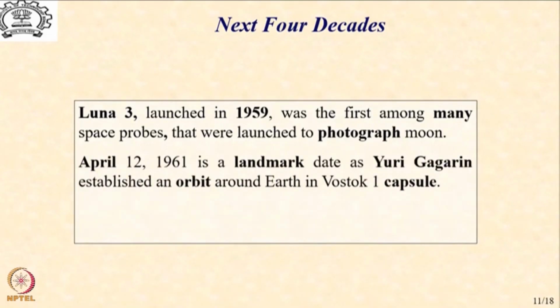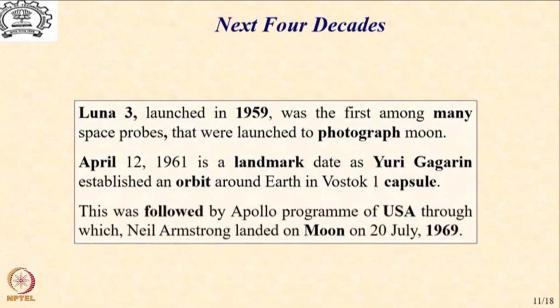Of course, all of us remember this date, April 12, 1961, as a landmark, when Yuri Gagarin established an orbit around Earth in the Vostok 1 capsule, which paved the way for humans in space. This was followed by the Apollo program of the USA, through which Neil Armstrong landed on the Moon on 20th July 1969.